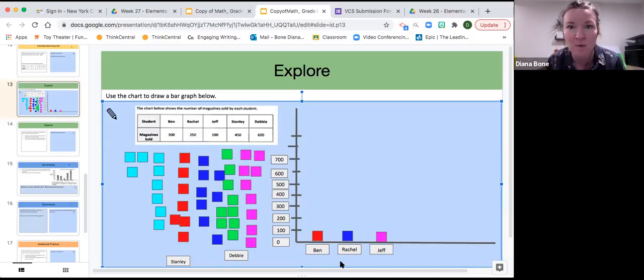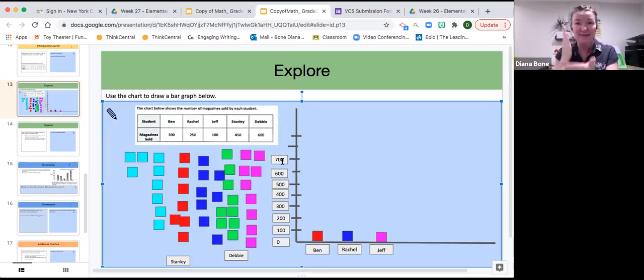Now there's another thing I want to talk about when we organize. When we organize, if you notice, Rachel's magazines sold is 250 magazines. When I look at my numbers over here, I don't know about you boys and girls, but do you see 250? I don't see 250 on my graph. I see 100, I see 200, I see 300, I see 400, I see 500, 600, 700. We could keep going. I don't see 250, but I know how smart you guys are. And I know that you know that 250 is right in between.